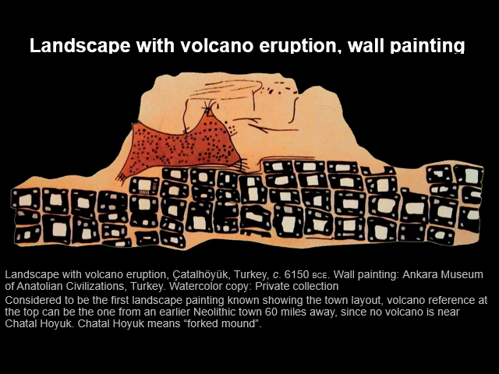All right, the first landscape ever painted that we know of so far in the world was here from Çatalhöyük. It shows the volcano in the background and those black squares with the white squares inside of them. That's actually the overhead view of the town. So we've got this weird flipping up of the space, but it is actually the first landscape ever known.